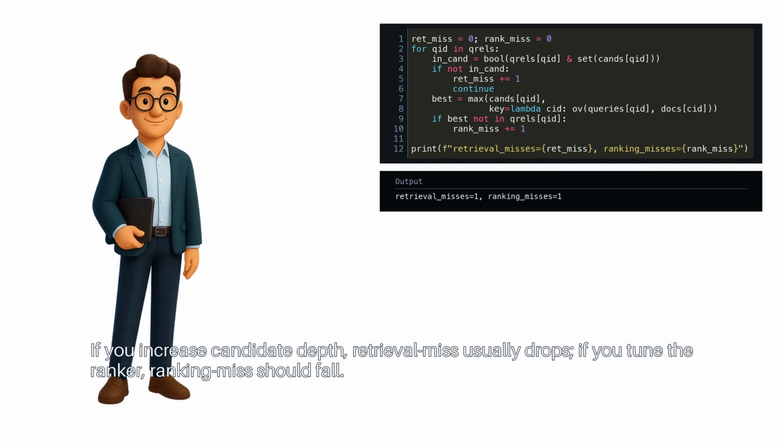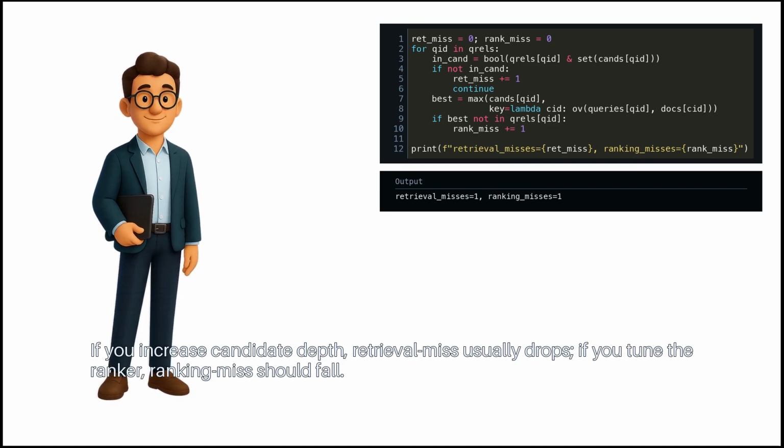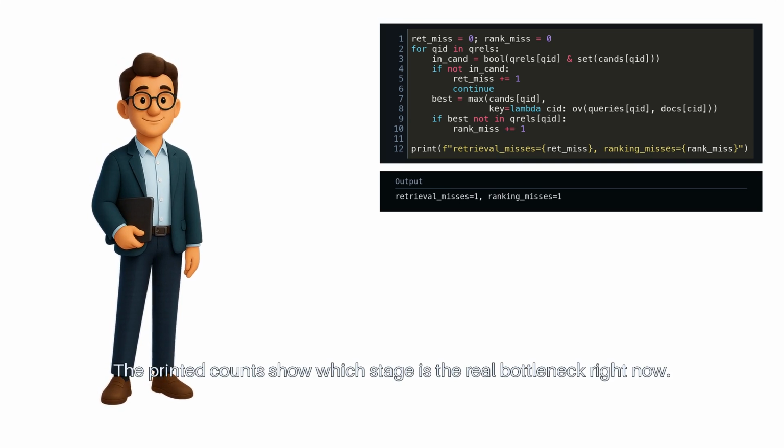If you increase candidate depth, retrieval miss usually drops. If you tune the ranker, ranking miss should fall. The printed counts show which stage is the real bottleneck right now.